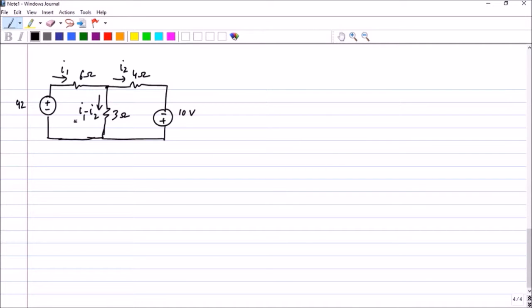Basically, I can solve this question by applying two KVLs. One I can apply here and the next one I can apply here. So let's see what we get when we apply the KVL. Let me start from here. I get 6I1 plus 3 into (I1 minus I2) minus 42 equal to 0. Alright, if I solve this, I get 9I1 minus 3I2 equal to 42. This is my first equation.